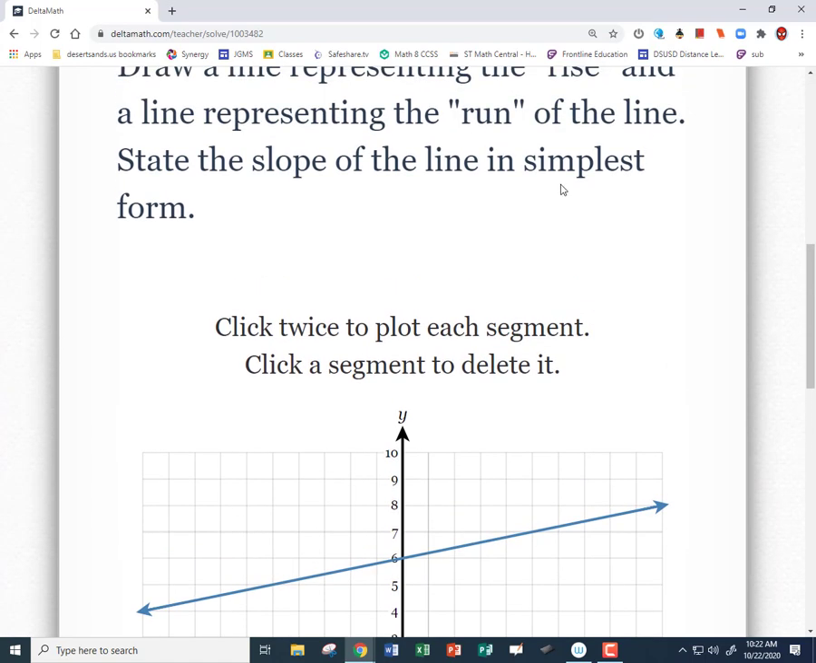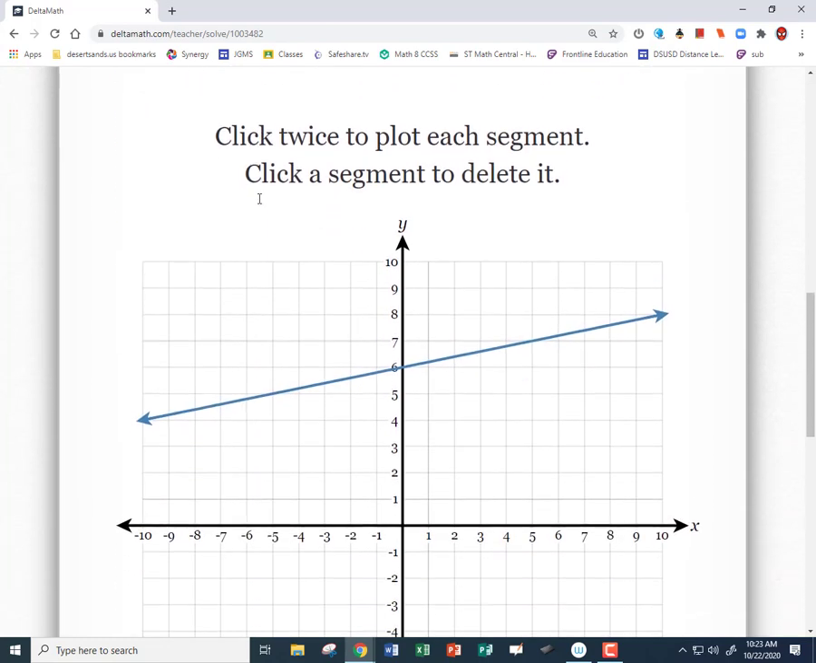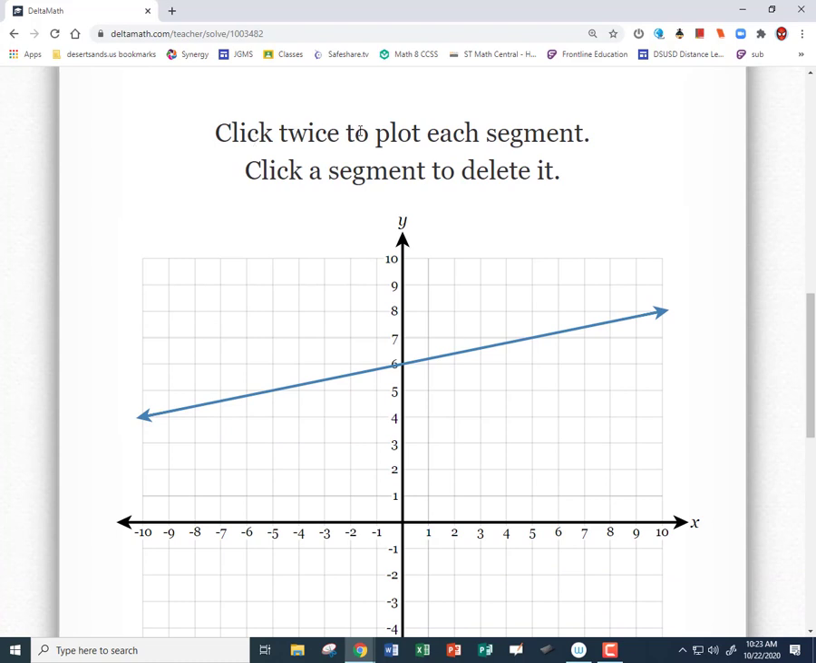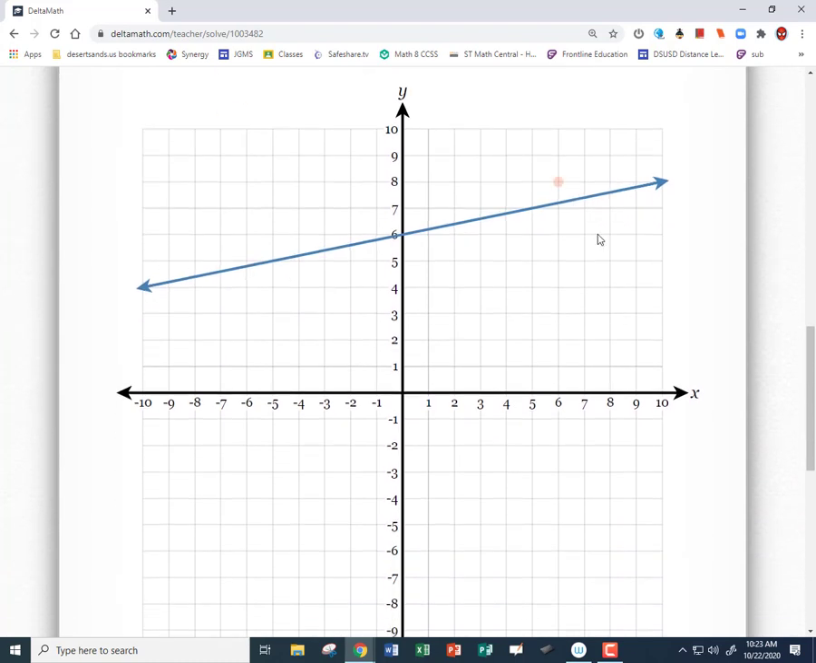When he says in simplest form, it just simply means that if you got like 5 over 5, that's going to be the whole number 1, etc. Here's also some additional instructions. Click twice to plot each segment. Click a segment to delete it. Okay, so here's how I would attack these problems.